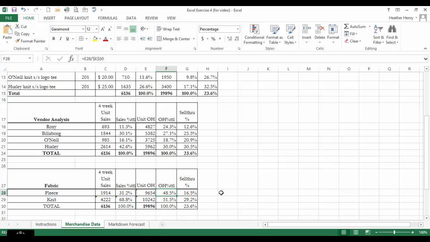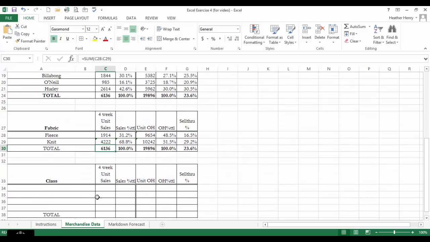So looking at the sell-through percents, the fleece, for the 4 weeks that they have been on the sales floor, we have only sold through 16.5% of our total inventory. For the knits, for the 4 weeks they have been on the floor, we have sold through 29.2% of the total inventory. Overall, once again, we can see all of these styles have sold about 23.6% of our total inventory. Once again, we will now go ahead and look at this based on the classification.